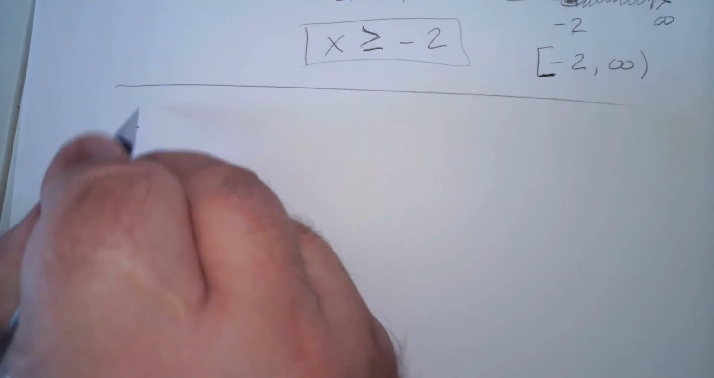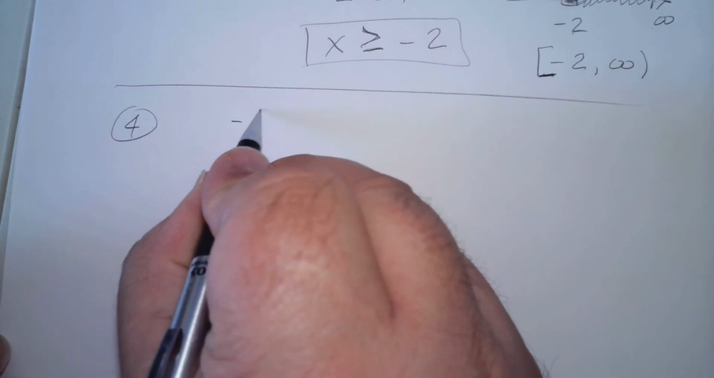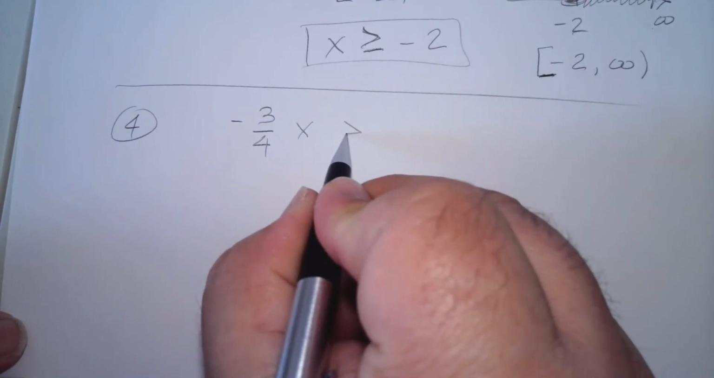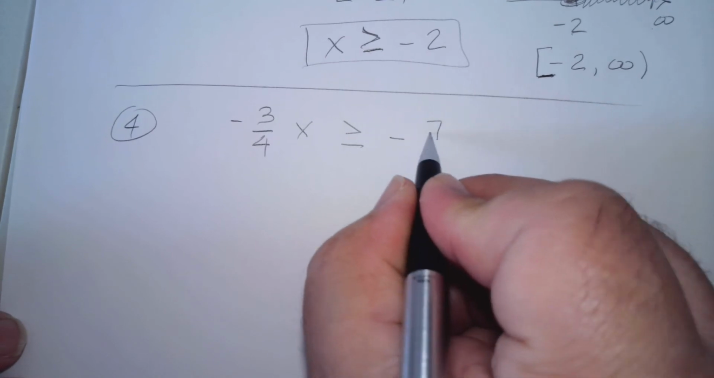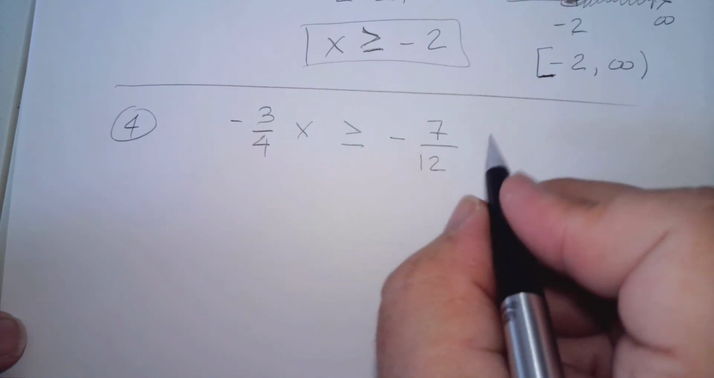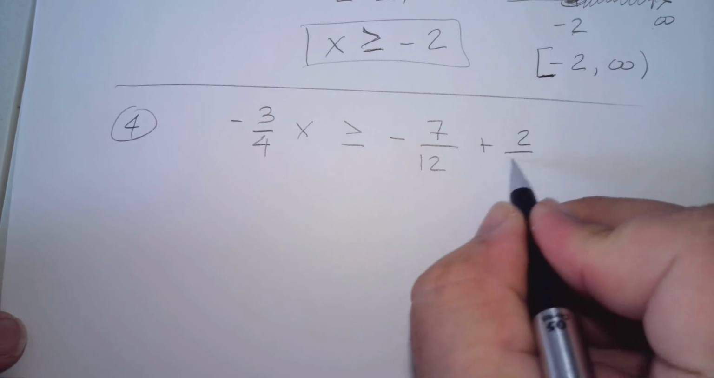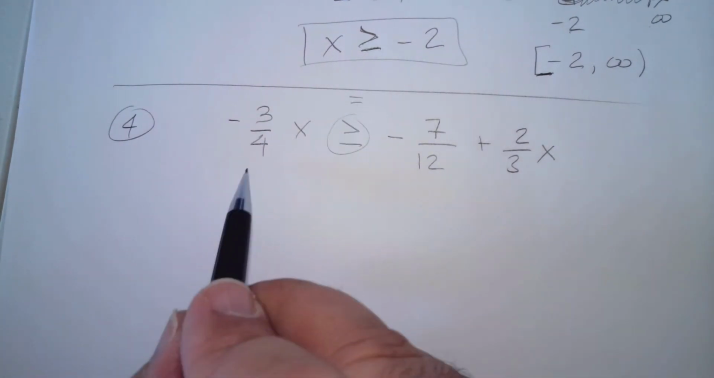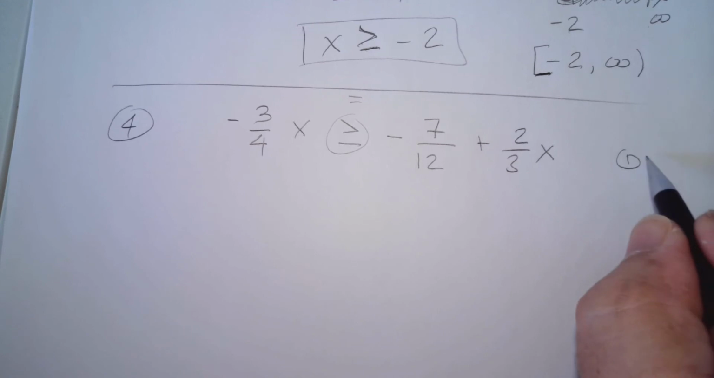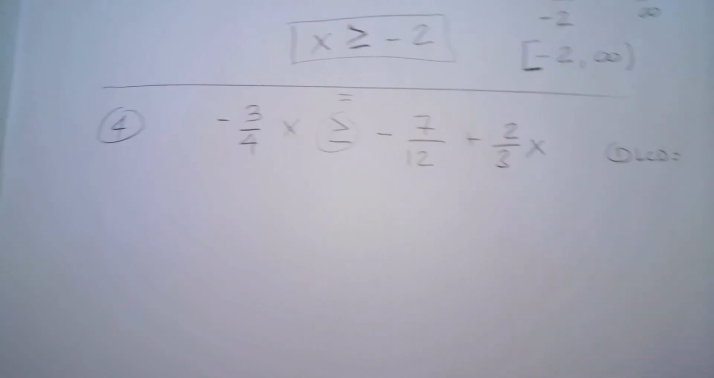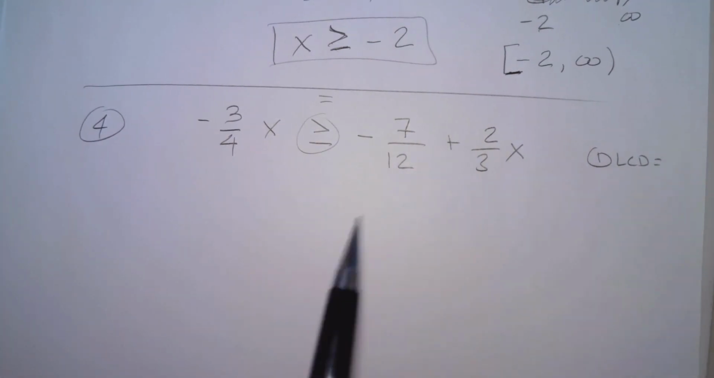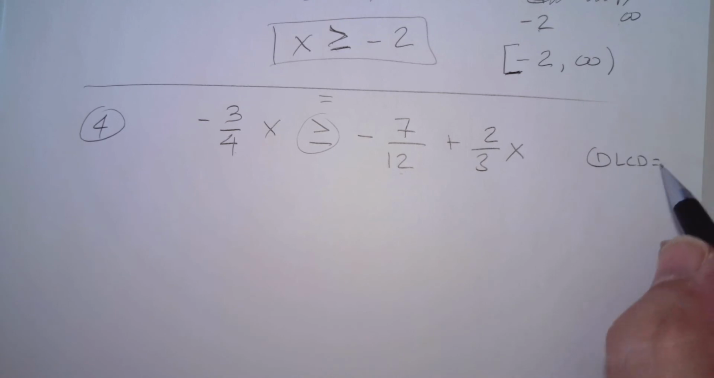Now let's look at some fractions. Negative 3 over 4x is greater than or equal to negative 7 over 12 plus 2 over 3x. Remember, treat that the same as an equal sign, so we have an equal sign in fractions, LCD. The smallest number that all three of these fit into is 12.